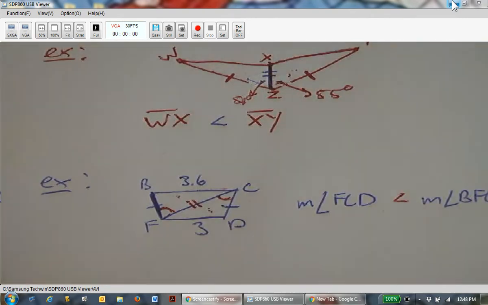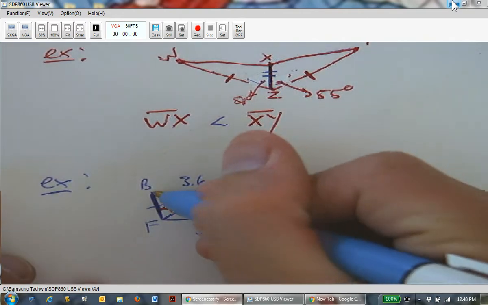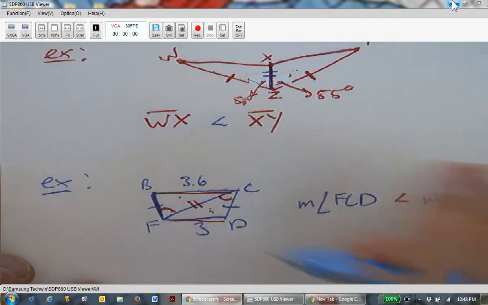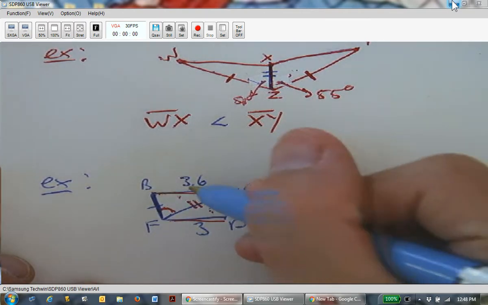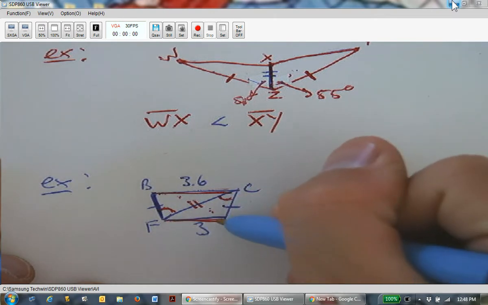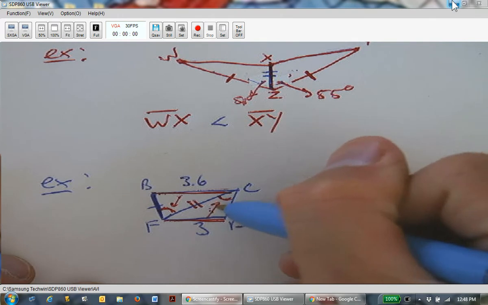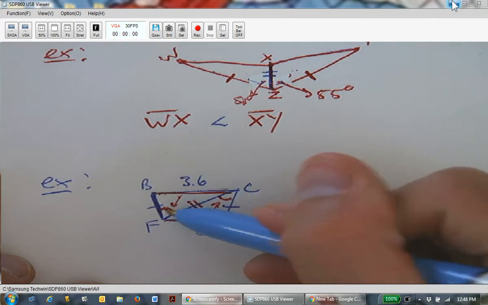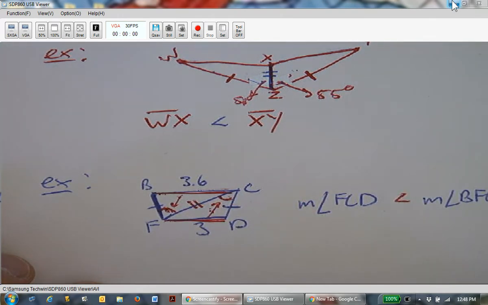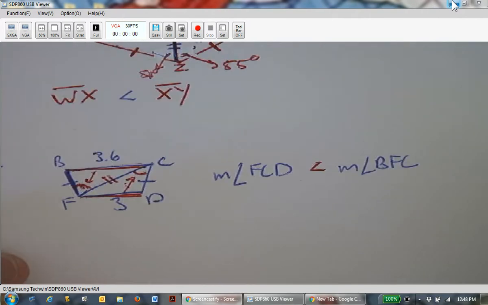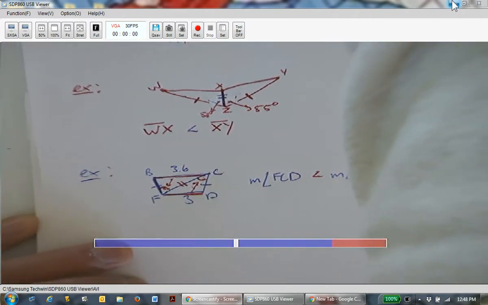Because you knew that the third side was bigger than the other third side over here, right? The third side of this triangle is 3.6, and the third side of this triangle is 3. So henceforth, the angle opposite to those guys, BFC, is going to be bigger than FCD, okay? So that is the converse of the Hinge theorem.